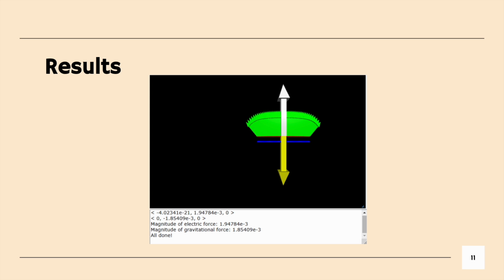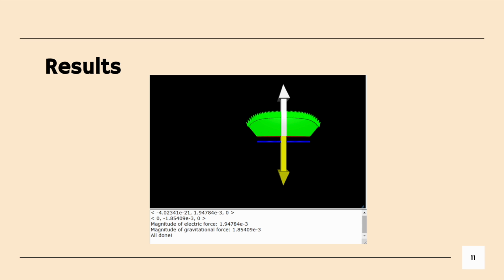Here are my results, and what we did for this, since the initial input of the charge was way too small in magnitude, me and my lab group experimented with different values, and we ended up at that 2.1 value. And this is about correct. So we have 1.94784 times 10 to the negative 3 for the electric force, and then we have 1.85409 e to the negative 3 for the gravitational force.